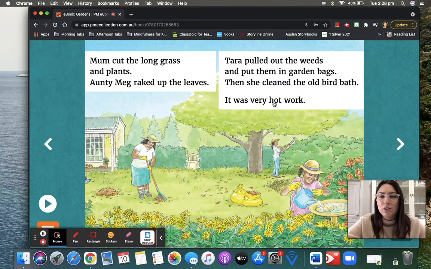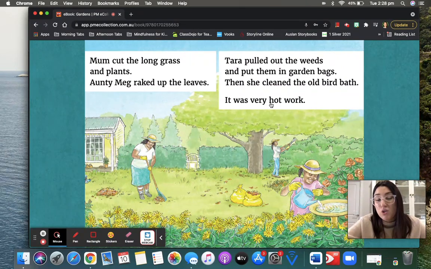Oh, that word's not hard. It has the same first letter, and it makes sense in the sentence. It was very hard work. So it does kind of look right. It does make sense, but I've got to look at the ending.